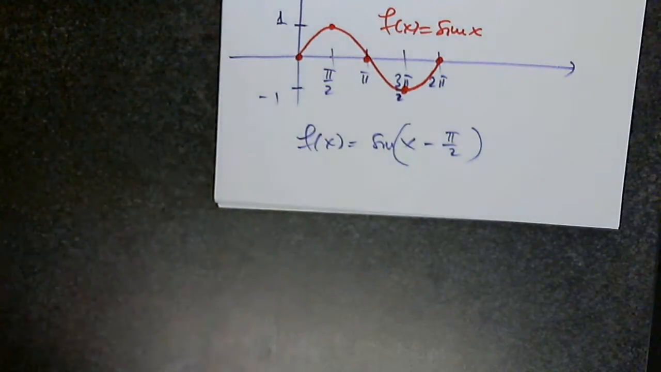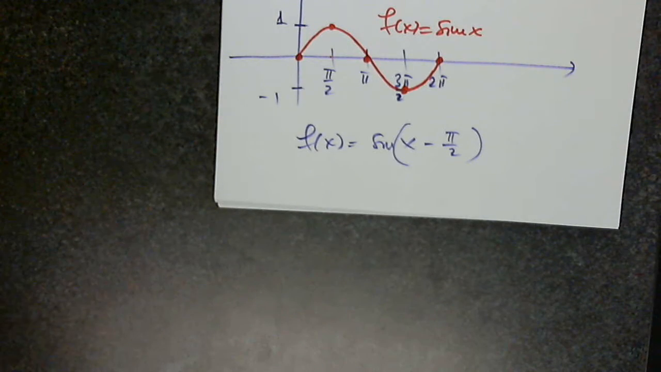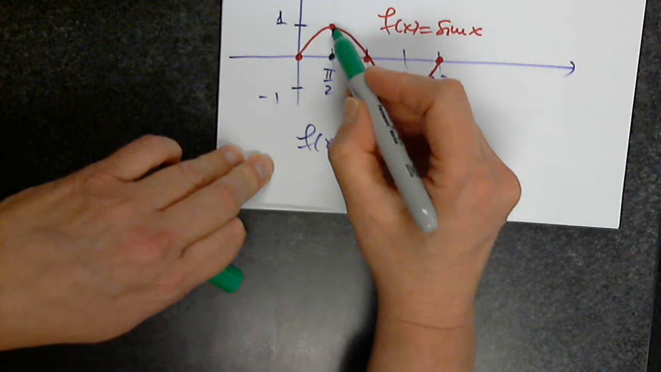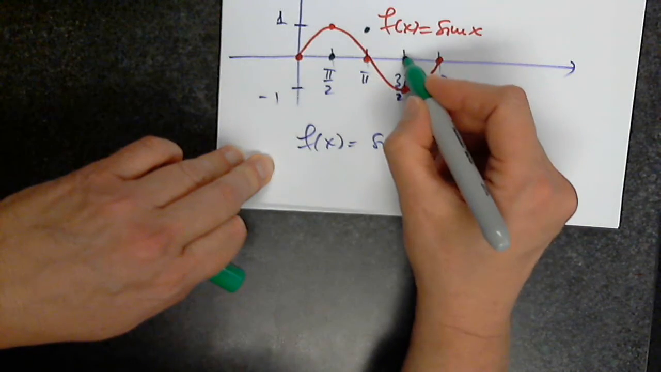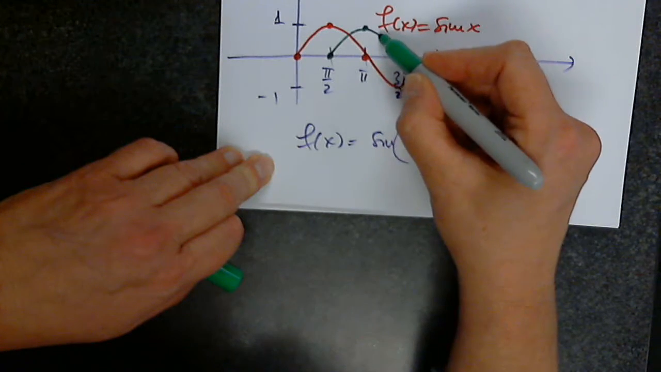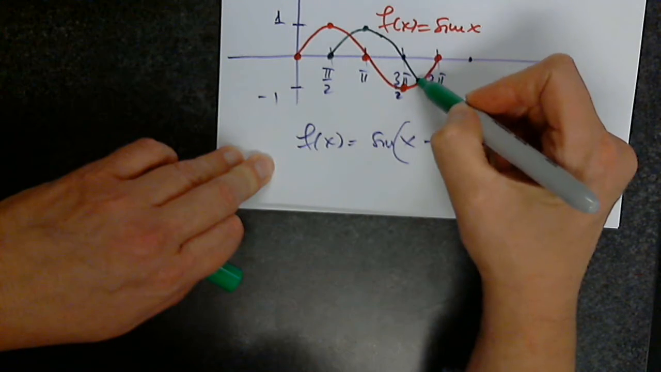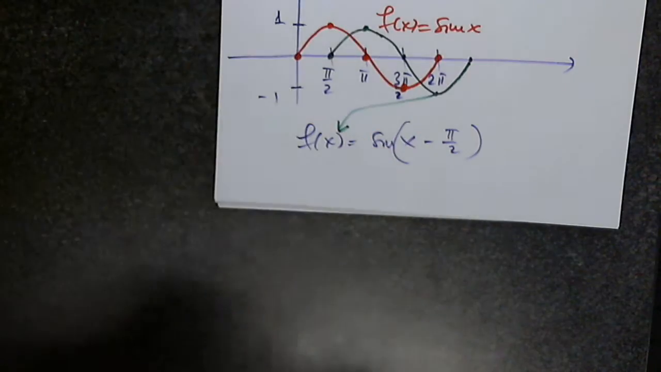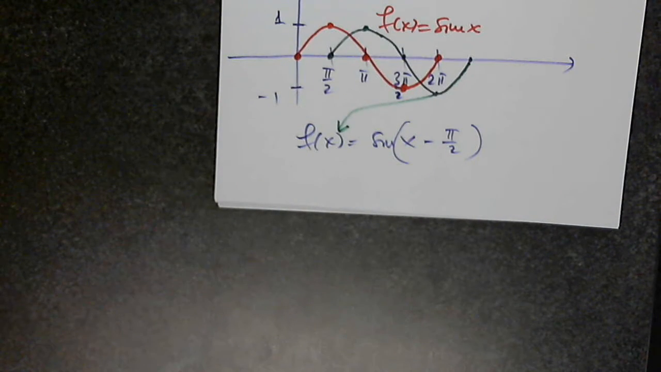Let me use a different color. I'm sorry, I'm looking for the green. Okay, very good. Where will this point go? And so on and so forth. So this is the graph of this function, sine of x minus pi over 2.